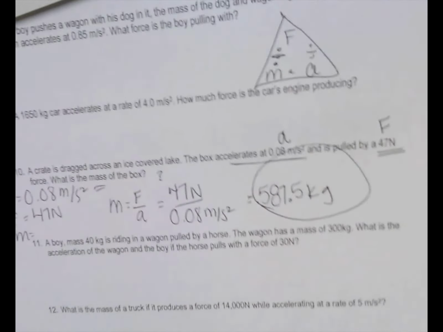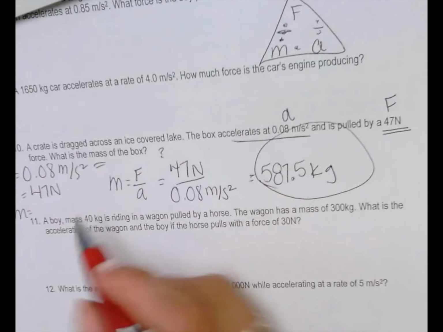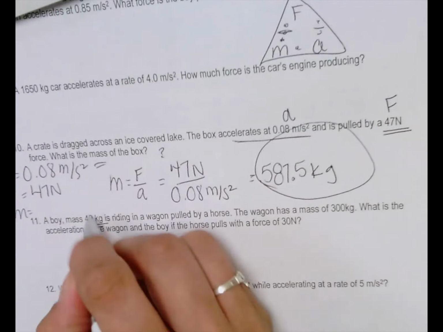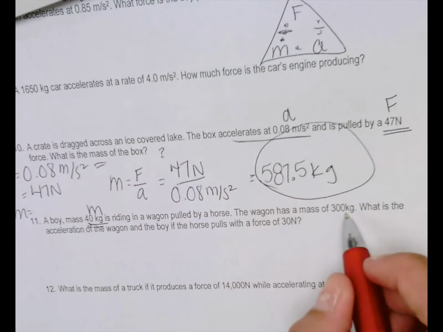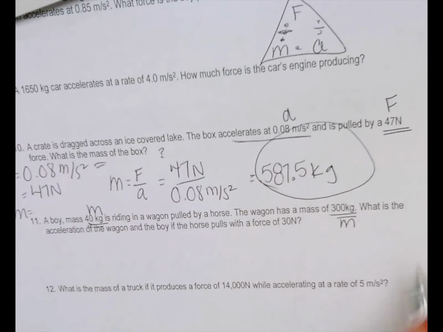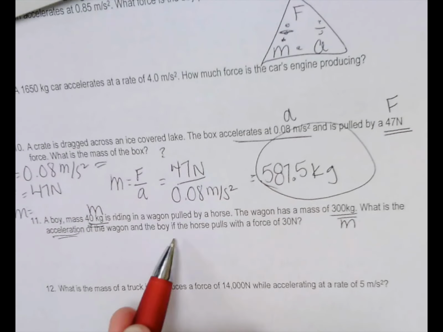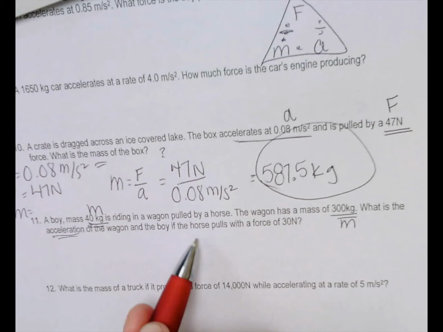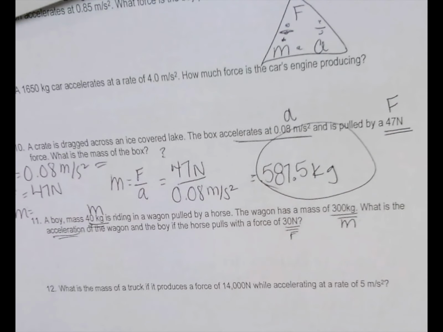Alrighty, let's do number 11. A boy with a mass of 40 kilograms, so that's our M, is riding in a wagon pulled by a horse. The wagon has a mass of 40 kilograms. What is the acceleration of the wagon if the boy and the horse pulls with a force of 30 newtons? This seems like a lot because we've got two masses. But let's break this down a little bit.